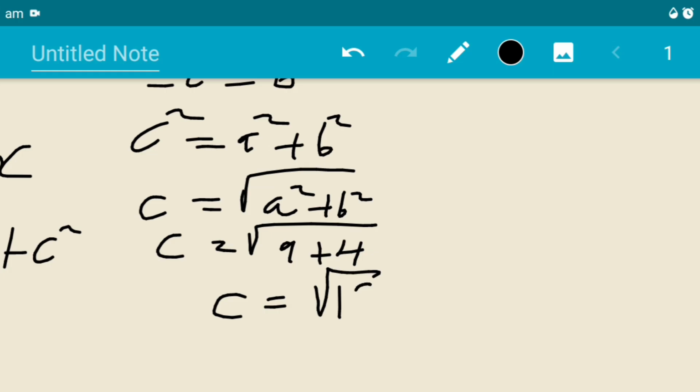Which can be simplified. Actually, let's not even complicate things. Let's leave it as it is. So this is our c. Okay, so let us now graph it nicely. Just a summary. Say we have this.